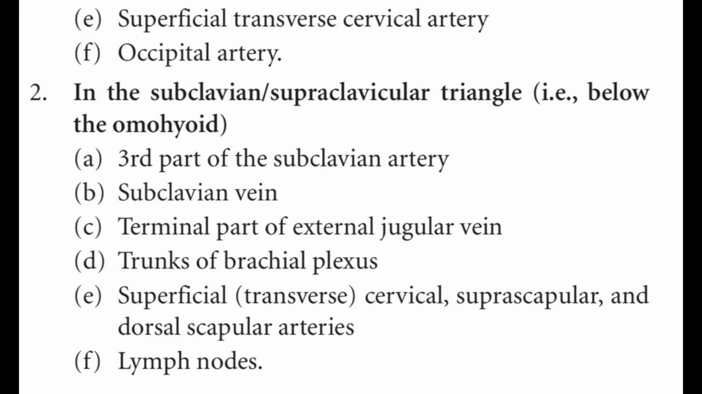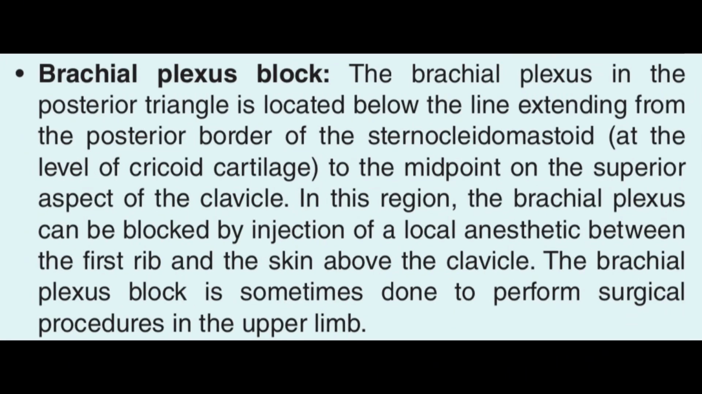So listen to it very well and follow it 100%. It's better you know it and you don't forget it. So very, very important. You can also block the brachial plexus in the triangle of the neck. When you inject some substance, maybe they want to carry out a procedure, they could put a local anesthesia in that area between the first rib and the skin over the clavicle. When they inject the local anesthesia, they can block the brachial plexus around that area to perform any surgical procedure in the upper limb.